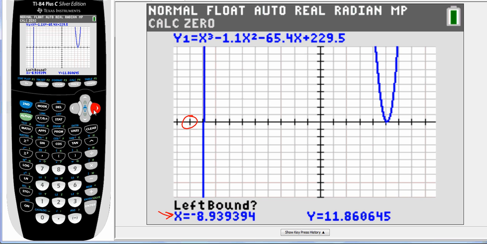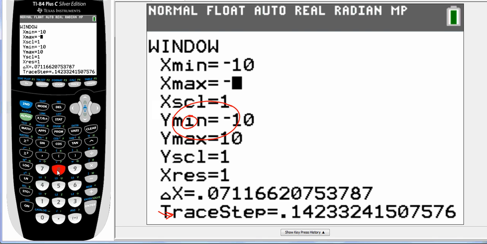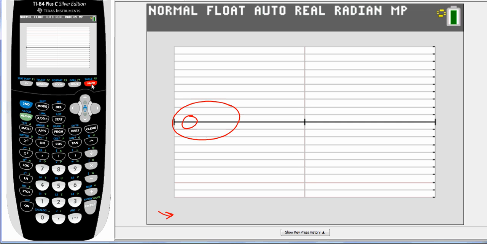All right. Let's change our windows. Let's try to zoom in on this part right here, because I can see that that's what's happening there. So we're going to zoom in on that part. I don't need to probably change my Y values, but I'm going to change my window. And I am going to change my X values. I don't know why that happened with my X values. I'm going to change my X values from negative 10 to negative 8.